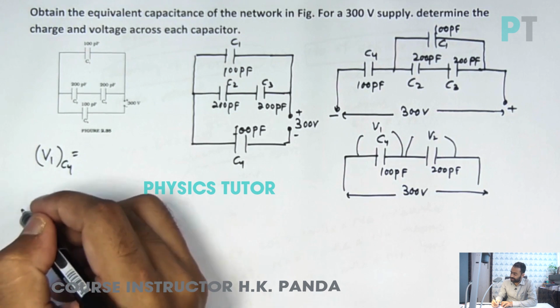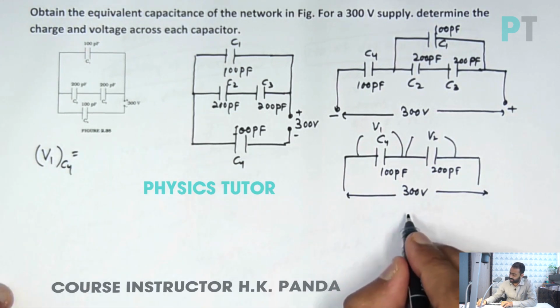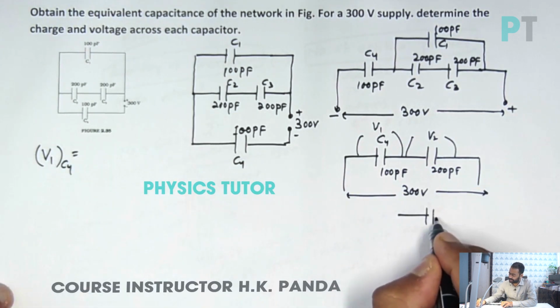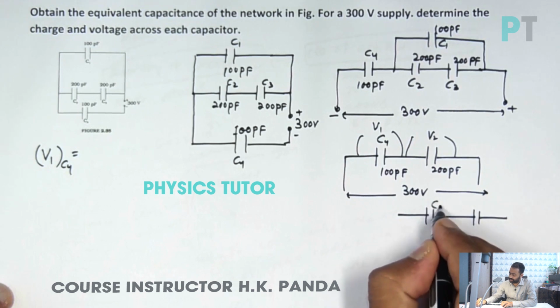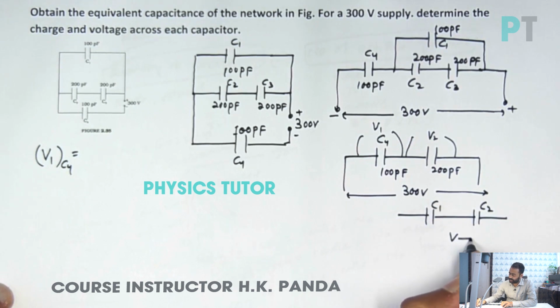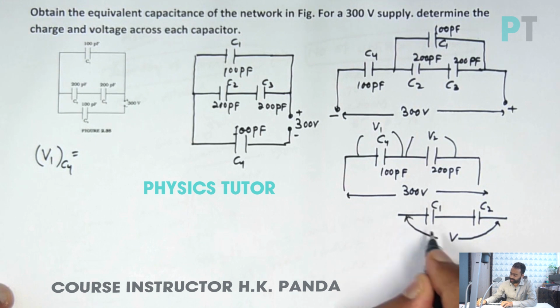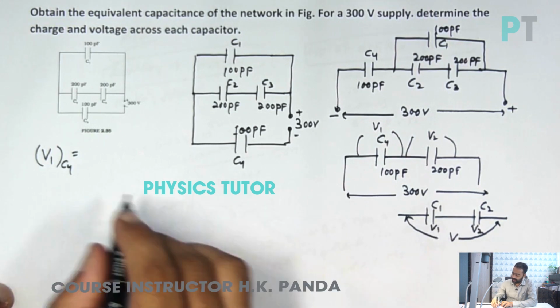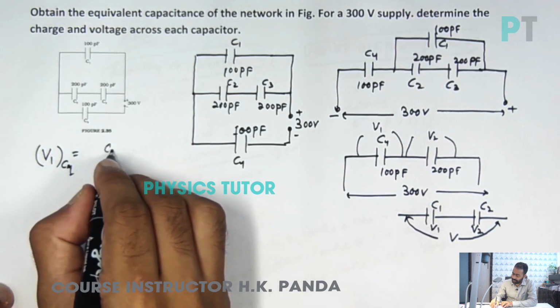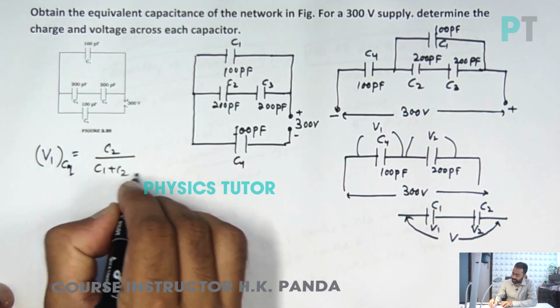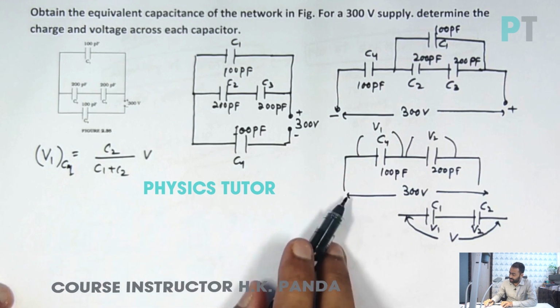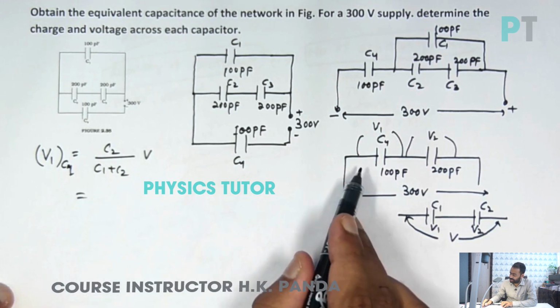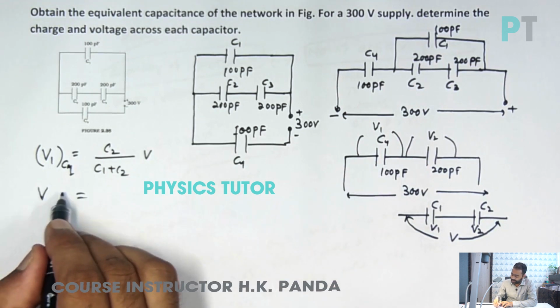Suppose we are having two capacitors C1 and C2, and a potential V is connected across both capacitors, with potential V1 across C1 and V2 across C2. As we know, V across C1 will be C2 by C1 plus C2 into V. So here we can find the potential across this C4 capacitor in this way.